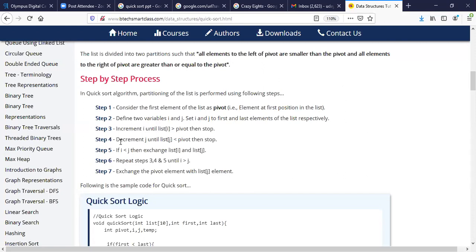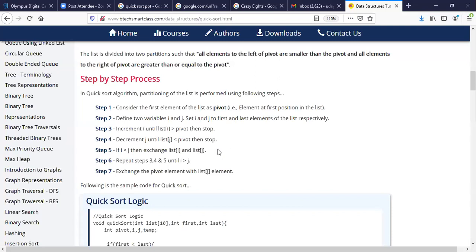Otherwise there is another operation. If you are seeing the j, you have to decrement the j until the list of j is less than the pivot element. Understand the operation well, and vice versa. Note i and j first: i keeps incrementing until an element greater than the pivot element comes, and j keeps decrementing until an element less than the pivot element comes.